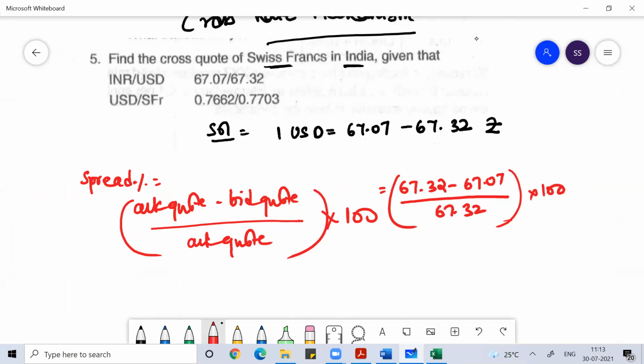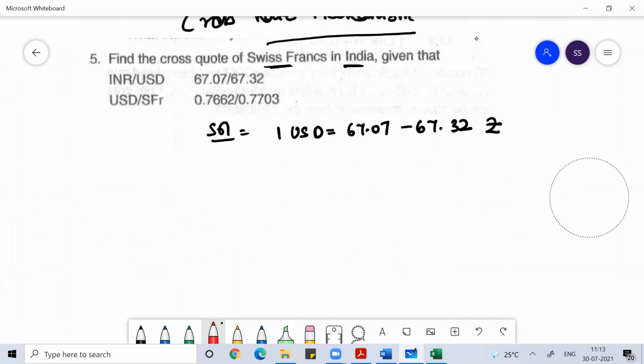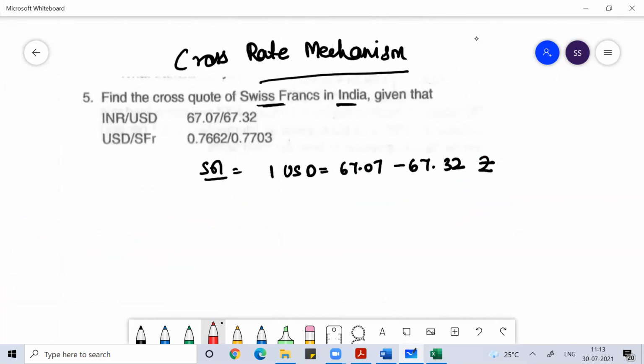Here you saw the cross rate, the spread percentage, and the exchange rate between the Indian rupee and the US dollar. Similarly, if you see the US dollar with the Swiss franc, one Swiss franc is equal to 0.7662, that is your bid quote, and 0.7703 US dollar, that is your ask quote.